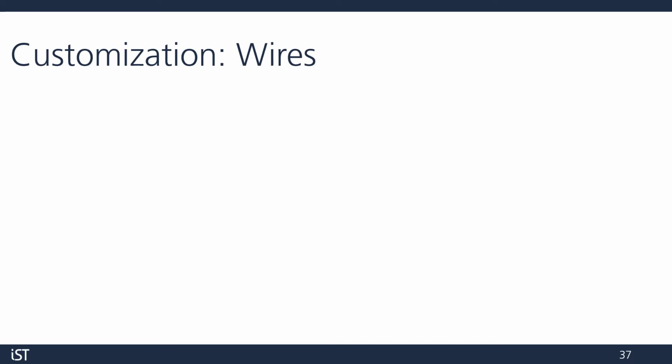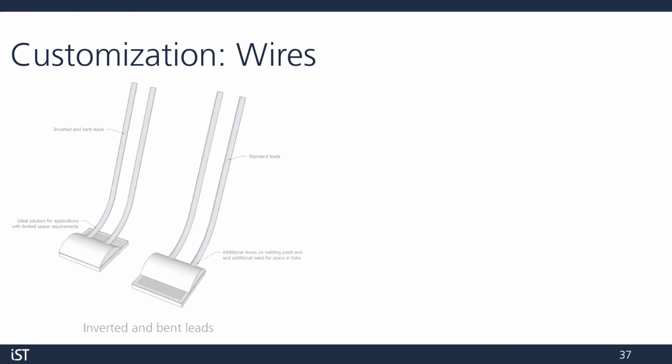Besides the wire type itself, it's also possible to attach the wires in different configurations to meet the customer's specification. For example, let's say we want to solder an RTD at the bottom of a tube. We'll need to bend the leads in order to fit in the tube. To minimize stress on the welding point and maximize space inside the tube, we can weld the wires on backwards in an inverted configuration, like in the image on the left.